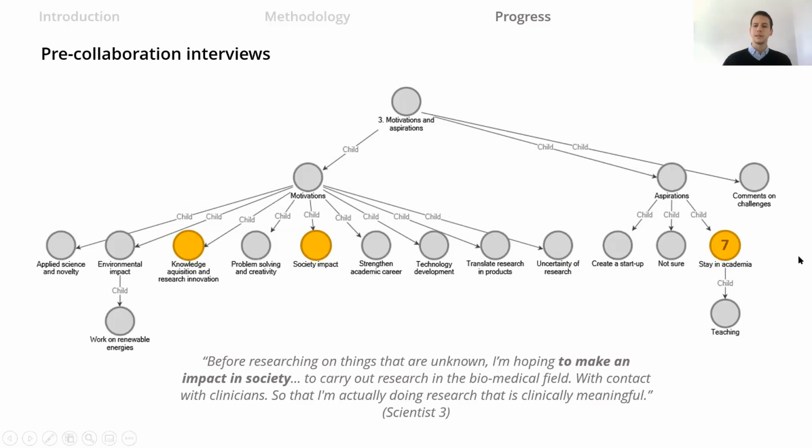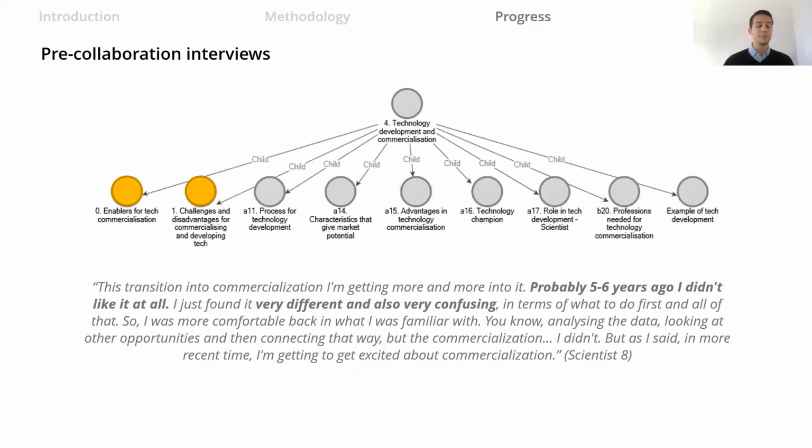But it was interesting here to see that all scientists want to generate impact in society, but most of them, 7 of 8, actually said that they want to stay in academia. And some of them see technology commercialization as a path that is not very attractive because they relate it with leaving the academic environment.